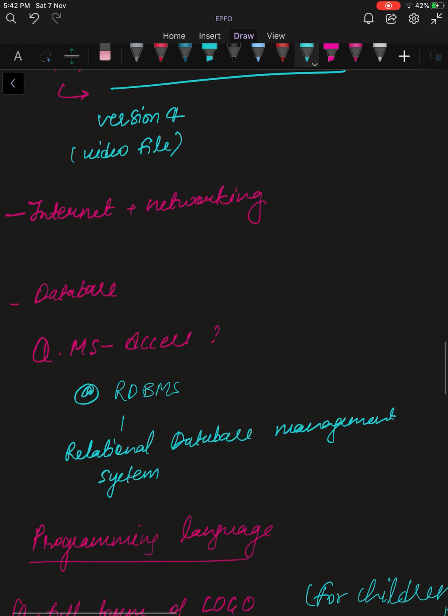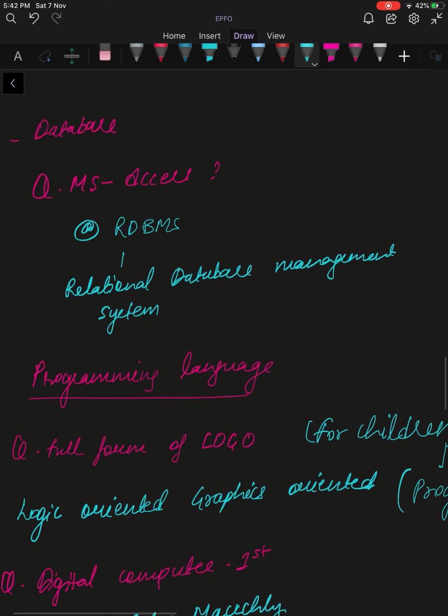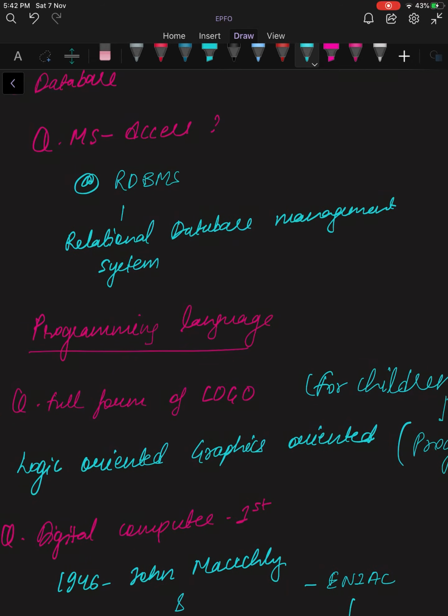So we also talk about the internet networking. Questions may be asked from that. Then database, for example, MS Access. If the question asks what is MS Access, it is an RDBMS, that is Relational Database Management System. So these kinds of questions can be asked, so we will also learn about that. RDBMS is a Relational Database Management System.